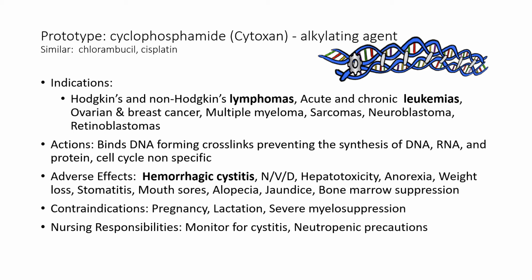hemorrhagic cystitis. So a bleeding bladder. Cyclophosphamide gets secreted by your kidneys, gets into your bladder, and irritates the bladder wall and causes a hemorrhagic cystitis. So you're urinating blood.